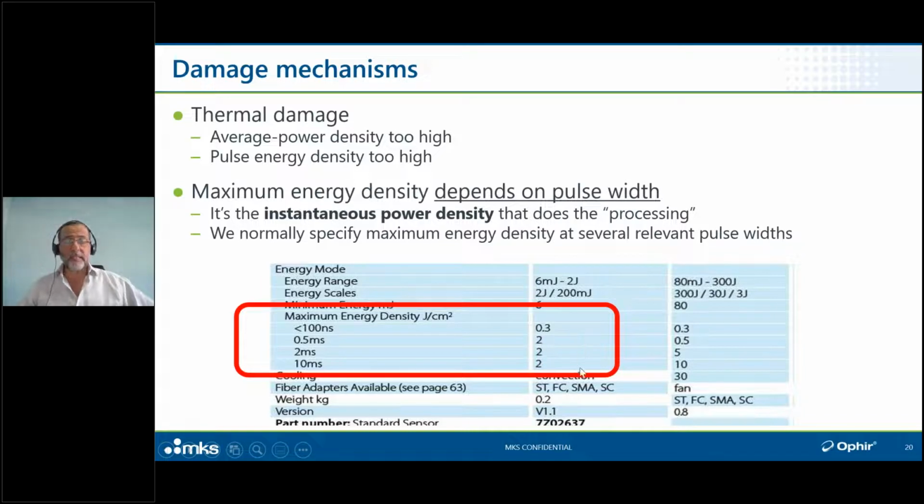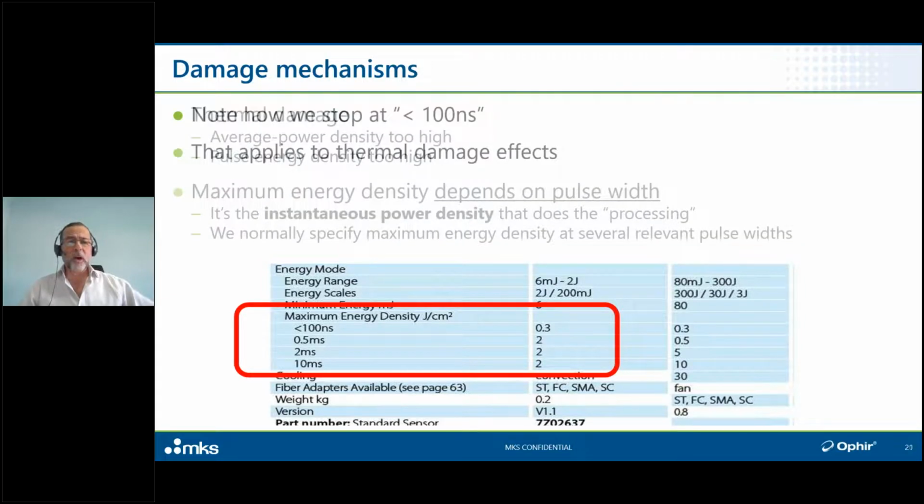So here you see an extract of one of the sensor data sheets. You can see for 10 millisecond pulses, which are common in certain industrial applications, this sensor can handle 2 joules per square centimeter. Whereas for pulse width less than 100 nanoseconds, it's only 300 millijoules per square centimeter, and so on and so on. We specify it this way simply because it's much easier for most users to know these two numbers, energy density and pulse width, than it is for them to know the instantaneous power during the pulse, which is a number that most users probably don't really have in front of them. So just to make it easier and more practical for typical users, we specify it this way.